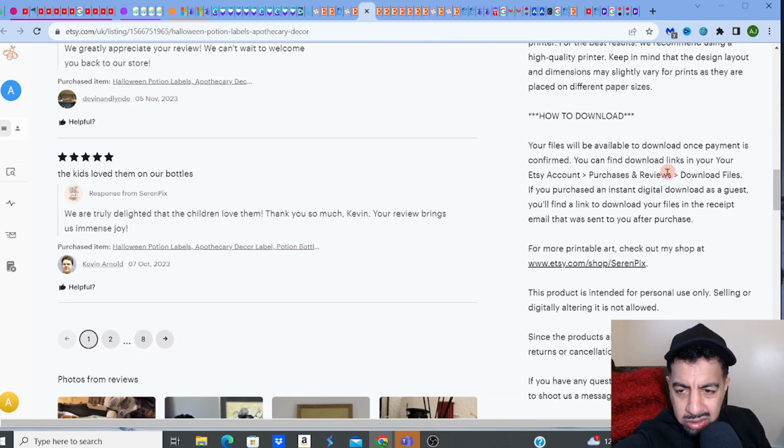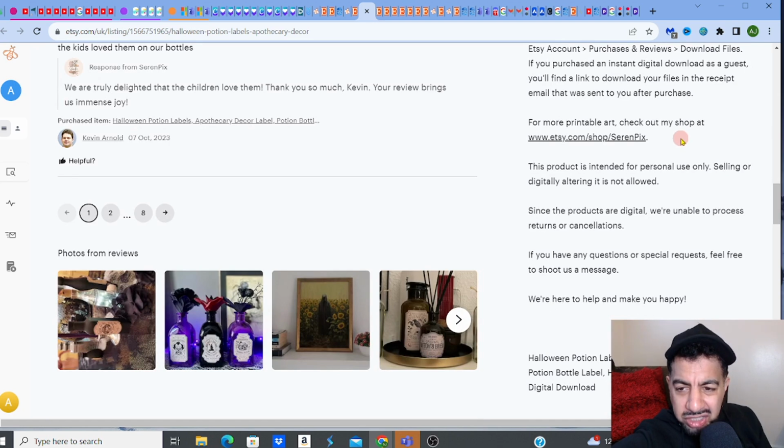How to download it. It explains how to download it in detail. Look at this. I like this: for more printable art, check out my shop. This is very important. Put a link to your store, your shop, in the product description, because they will go and find more things. If they like what you do, they're going to look around and buy more, right? So this is a very important tip from this listing: have a link. Definitely have a link, right?